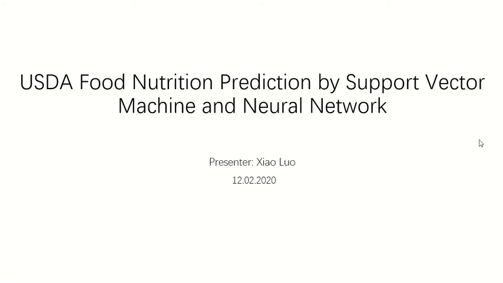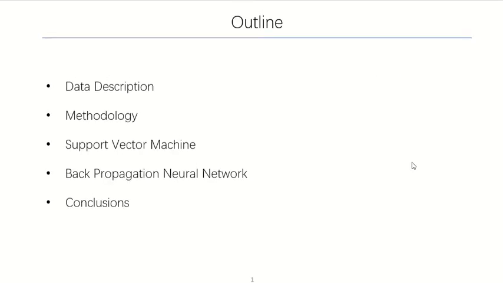Hello everyone. Today I want to talk about my project using the USDA food nutrition dataset to predict variables of interest by using support vector machine and also neural network. First I will begin with some data description, and then followed by the methodology that I used, and then followed by the results from using the support vector machine and also backpropagation neural network, and finally some conclusions.